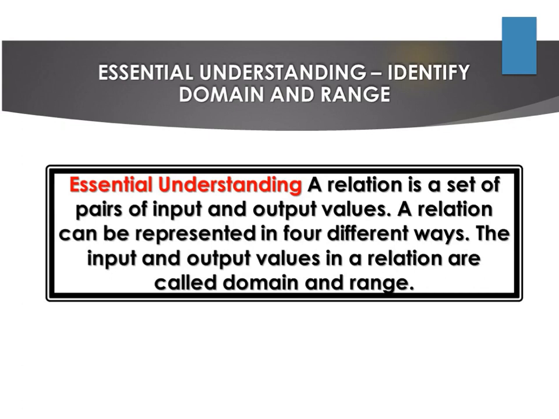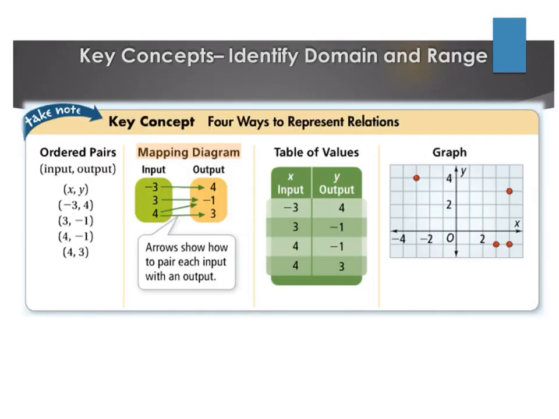A relation can be represented in four different ways. The input and output values in a relation are called domain and range. Okay, here are the four ways to identify domain and range. In here, they look like ordered pairs, an x value and a y value. X is input, y is output.